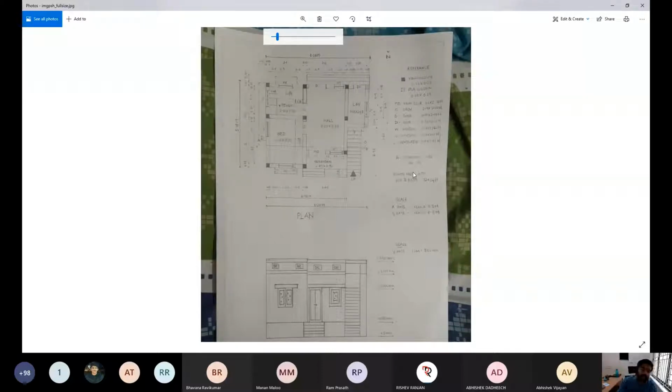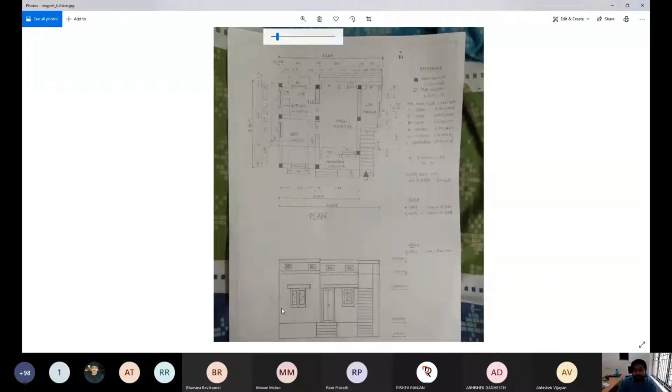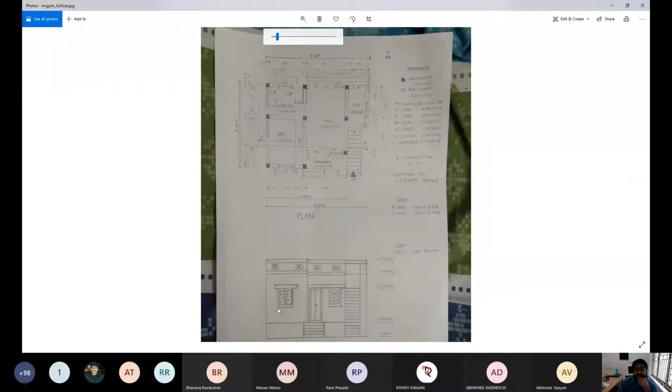Sectional plan means, suppose this is your building. When you cut your building from here, from the sill level, what is the view? What is the top view? So that's why when you draw a plan, you always use hatched lines. I hope you understand. You have to use hatched lines when you do the drawing.